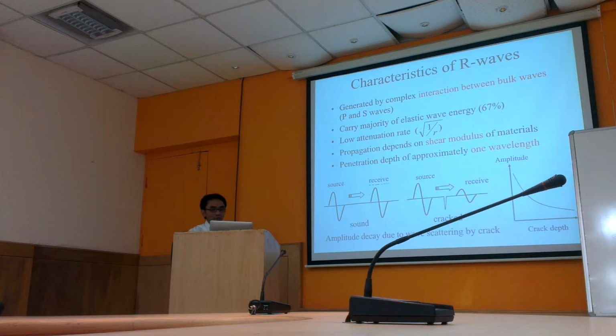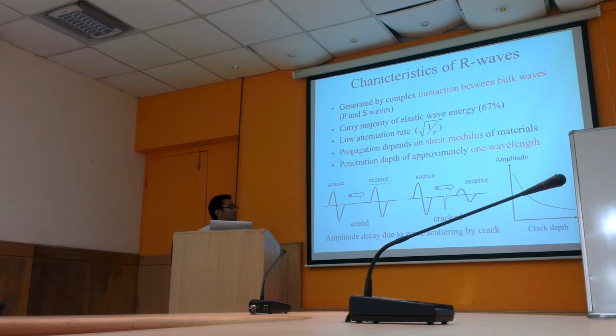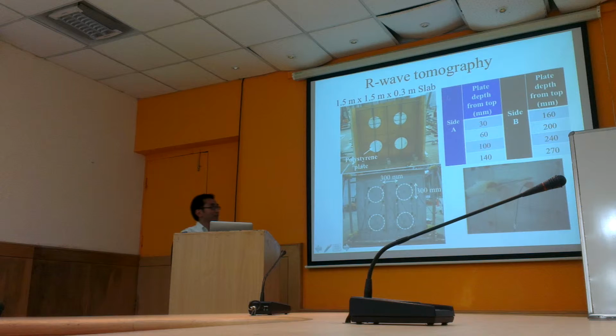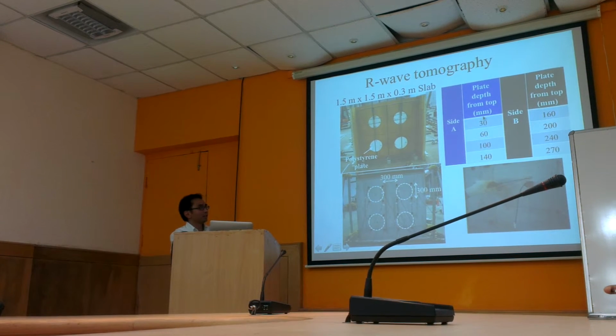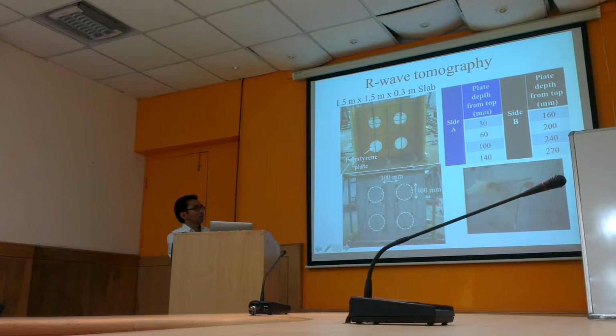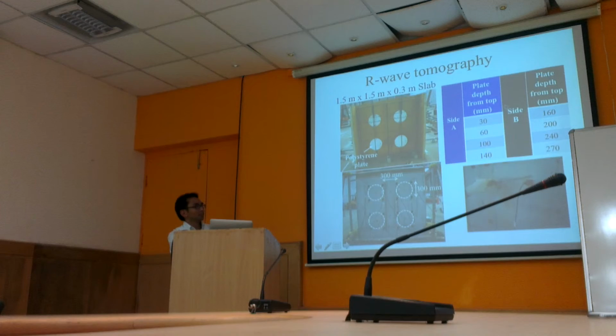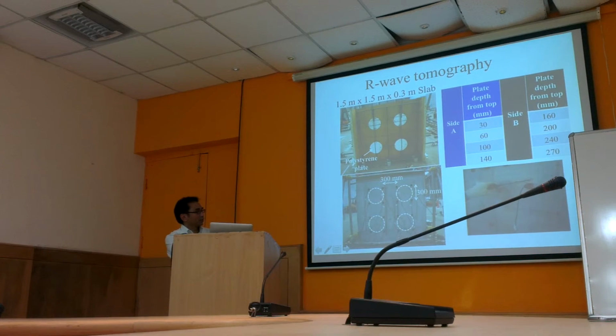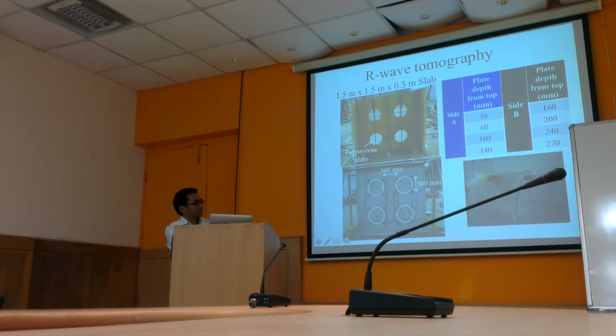So these are the uniqueness, the special features of Rayleigh wave that we have been focusing on utilizing. We have these fundamental specimens. It's a deck. Inside this deck you have 4 styrofoam, and these styrofoam were located at different depths. From side A, it was from 30 to 140 mm. And from the opposite side, the depth becomes from 160 to 270 mm. So this is the location of the crack, and we use 16 accelerometers.